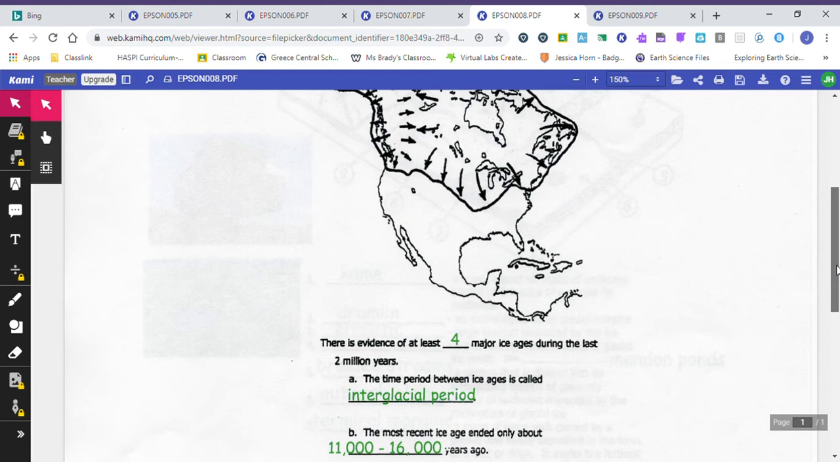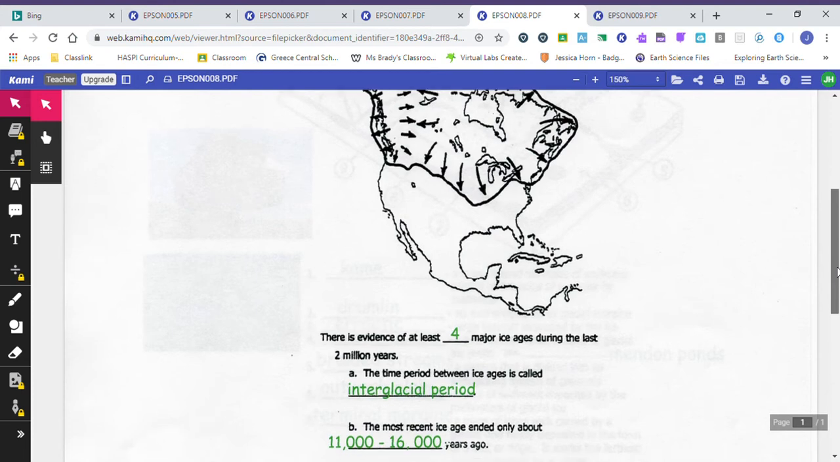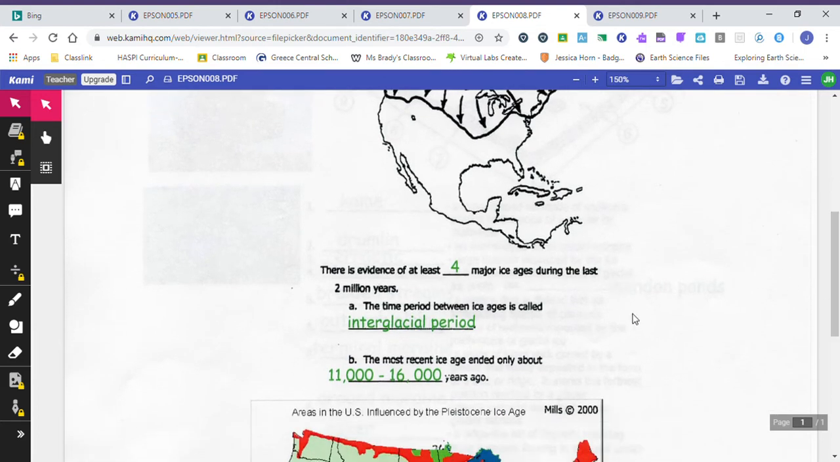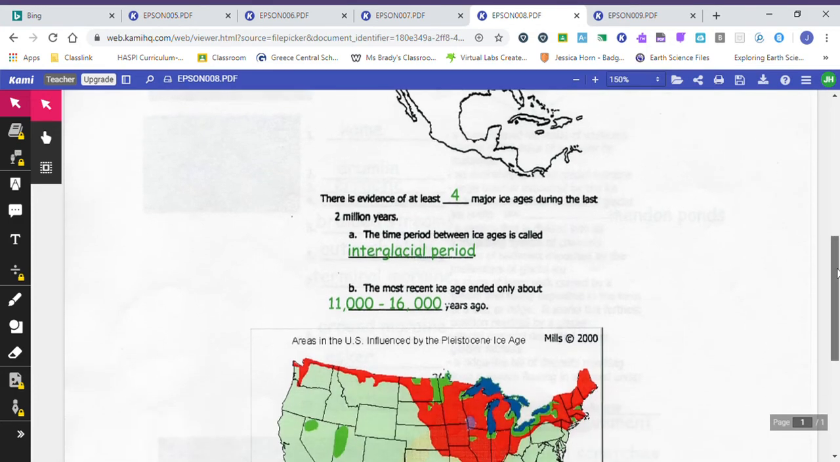We have evidence of at least 4 major ice ages that have happened in the past 2 million years. The time in between the glaciers we call the interglacial period, which is what we are in right now because we don't have a big continental glacier there at the moment. But the most recent one was about 11,000 to 16,000 years ago, which is not that long ago.